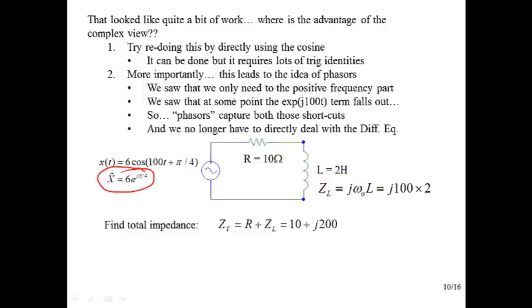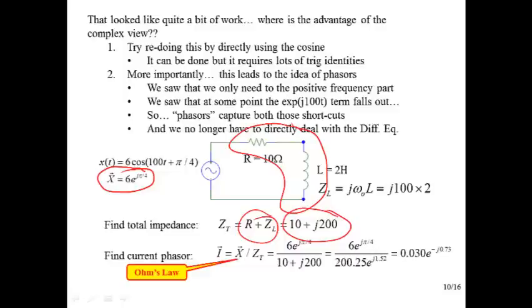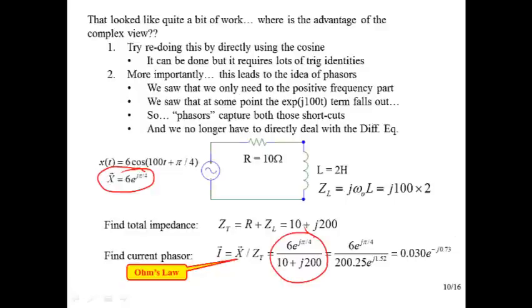So now all we have to do is, we're trying to find the current. So in this case, we just have to find this total impedance. They're in series in this case, so it's just the sum of them. So 10 plus j200 is our complex impedance for that series. And then we divide our voltage by the impedance. And so we saw something very much like that already. And so here is our phasor, our output phasor, the current. And this is just applying Ohm's law.